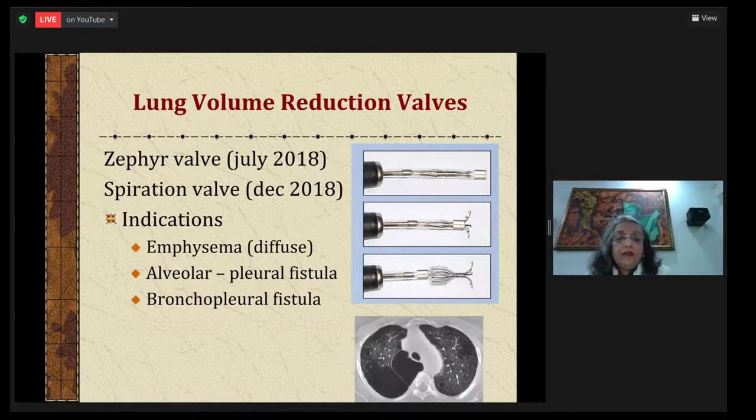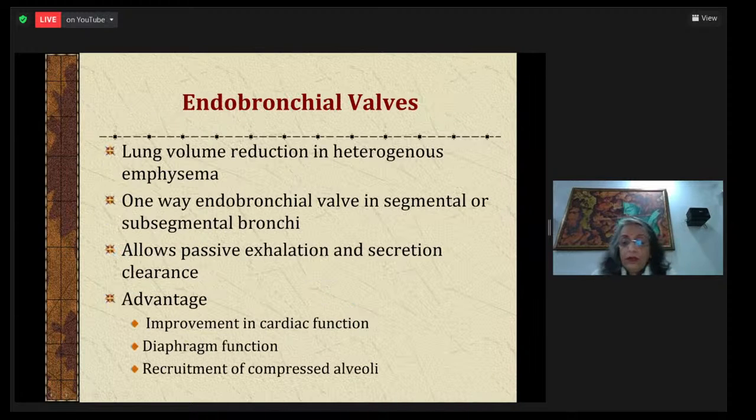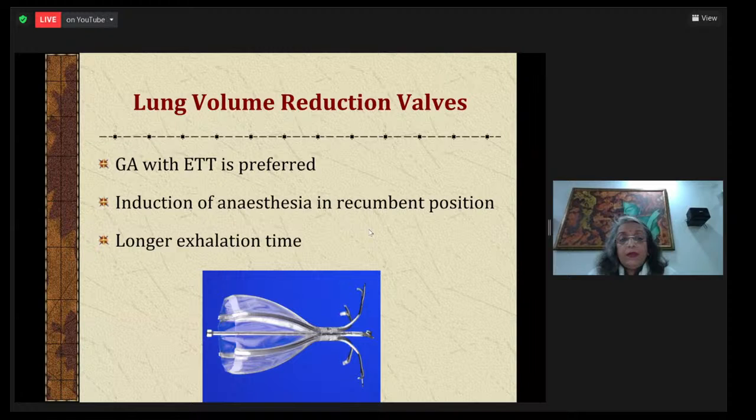They allow passive exhalation and secretion clearance, and since they are one-way valves, they prevent air from preferentially going into these emphysematous areas. So the placement of these improves cardiac and diaphragm function, and it helps in the recruitment of the compressed alveoli. General anesthesia with endotracheal tube is preferred. Since most of these patients have respiratory distress, anesthesia may be induced in a recumbent position, and ventilation settings may require a longer exhalation time.